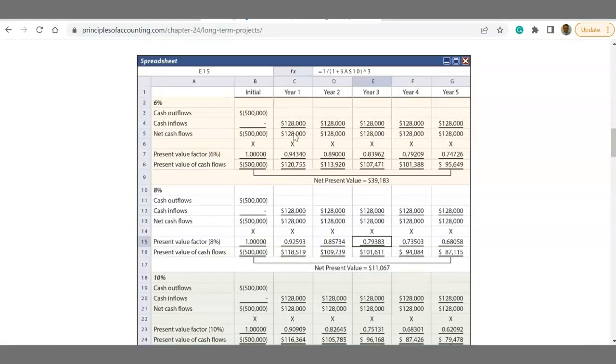The other thing that you can do, instead of multiplying 128 by the lump sum factor, present value of $1 table, like this many times, is that because those are all the same, you can use them as an annuity, an ordinary annuity series of payments, and just multiply 128,000 by the annuity table present value, I6, and N5.